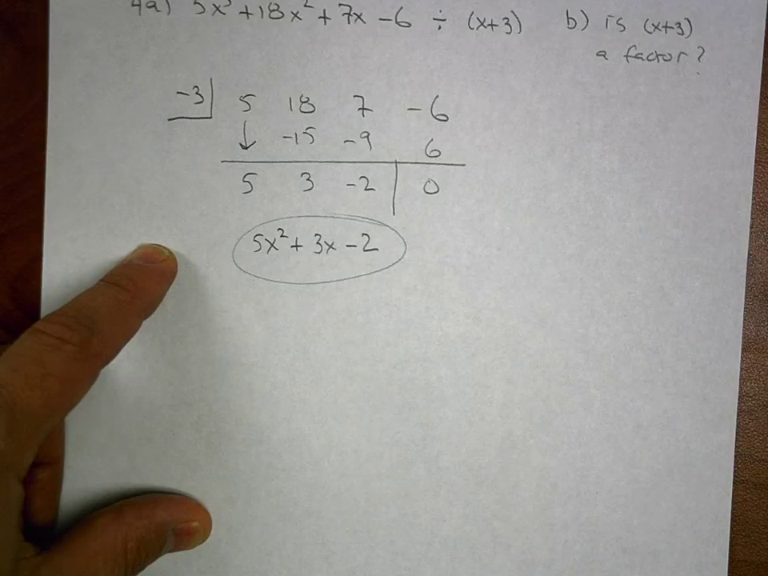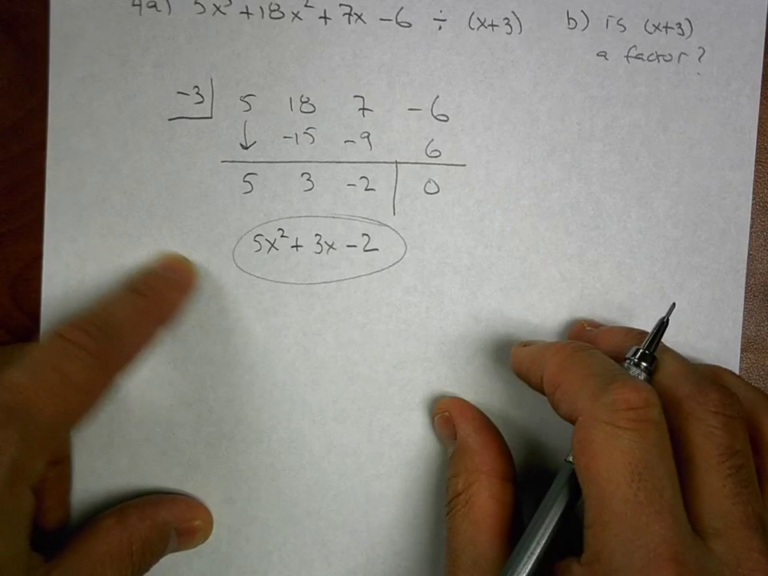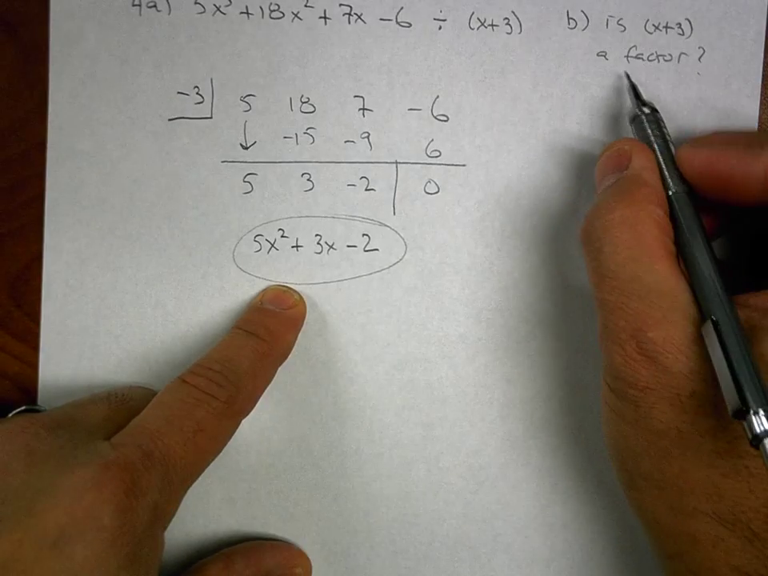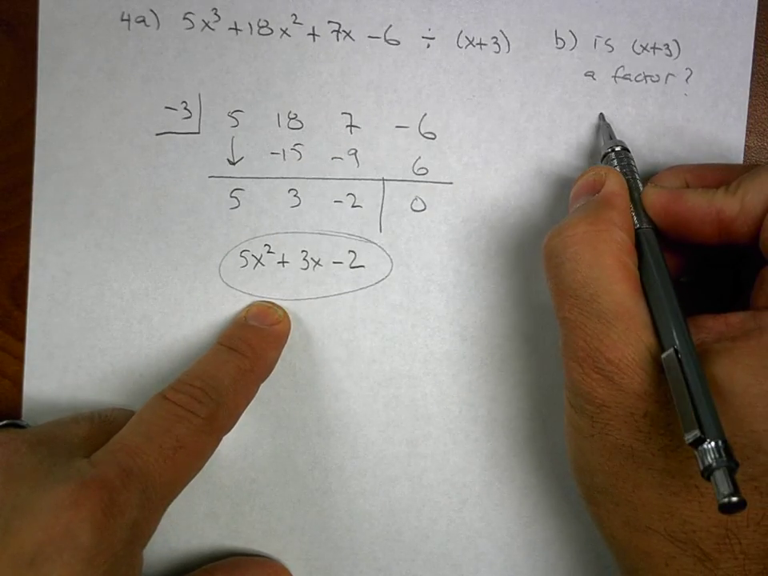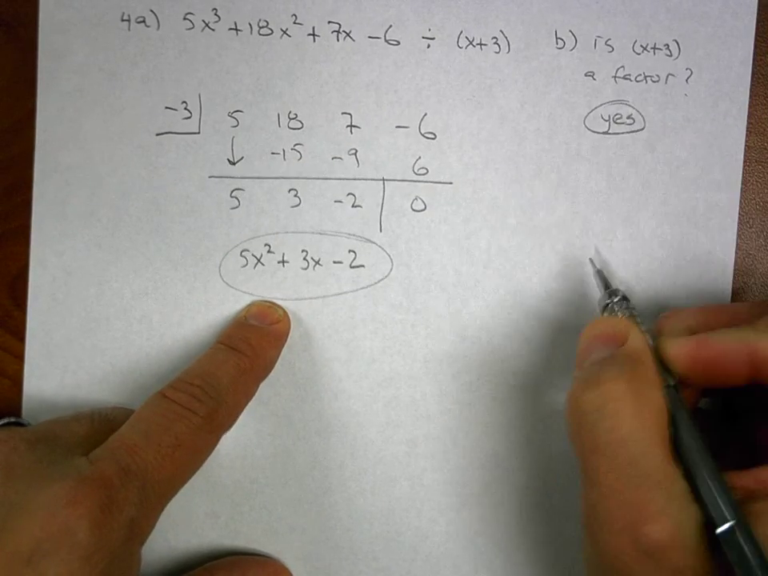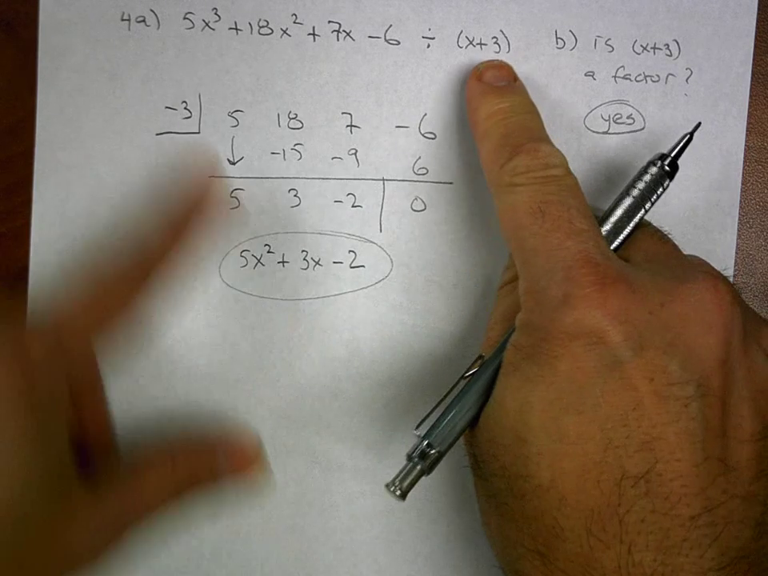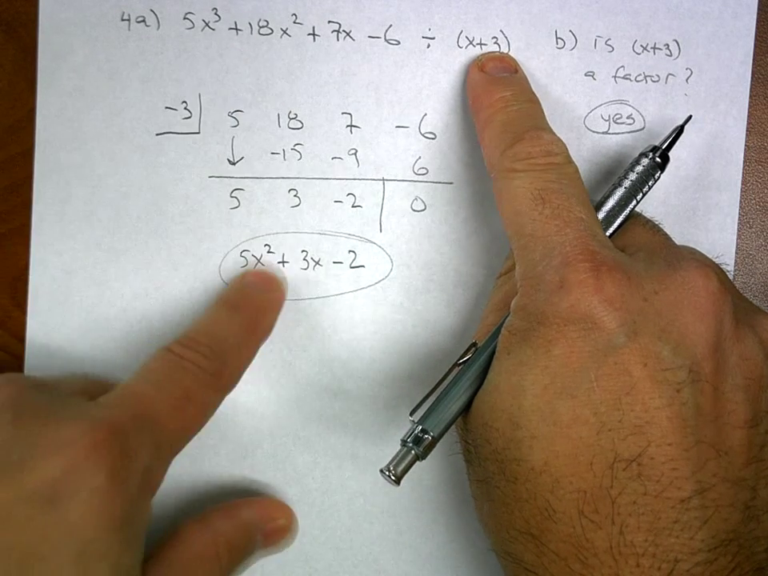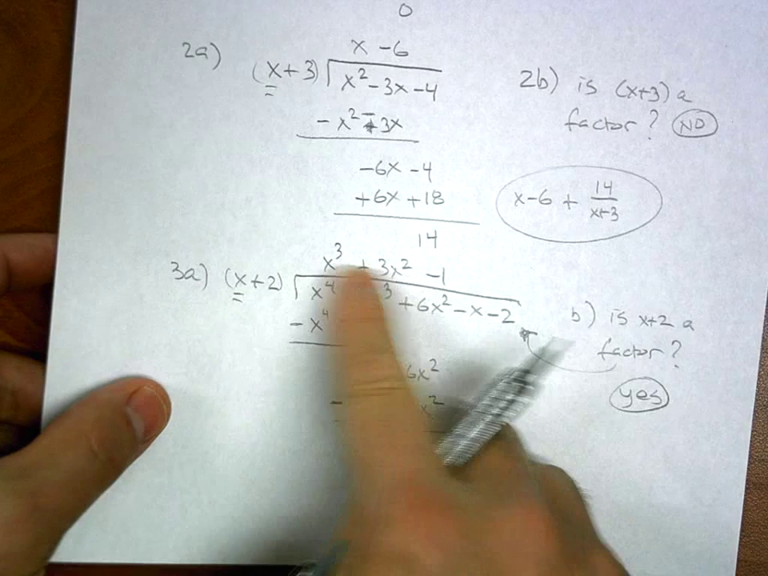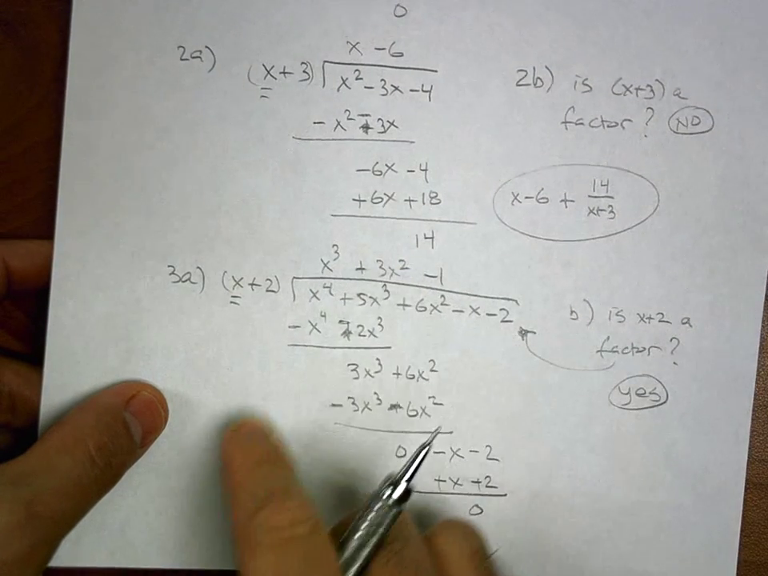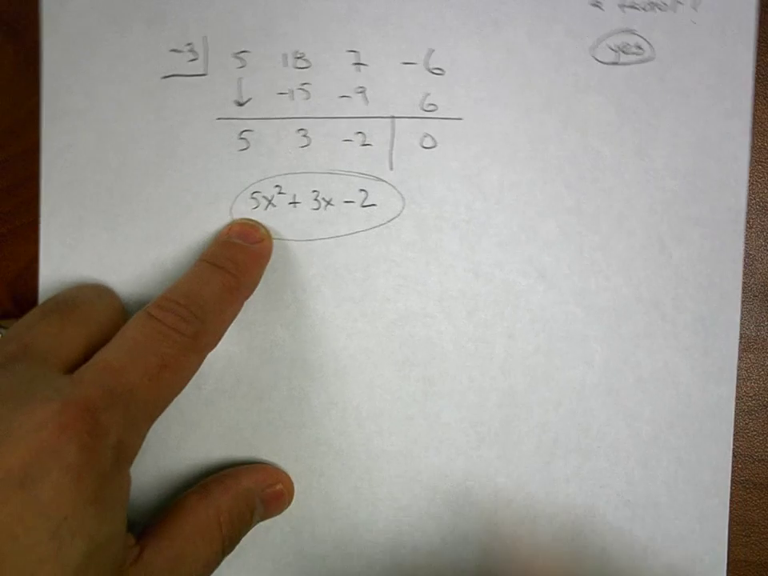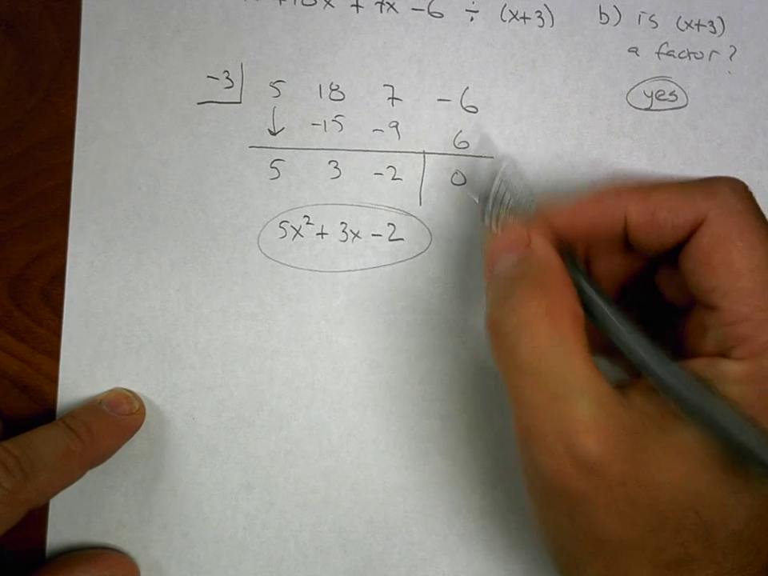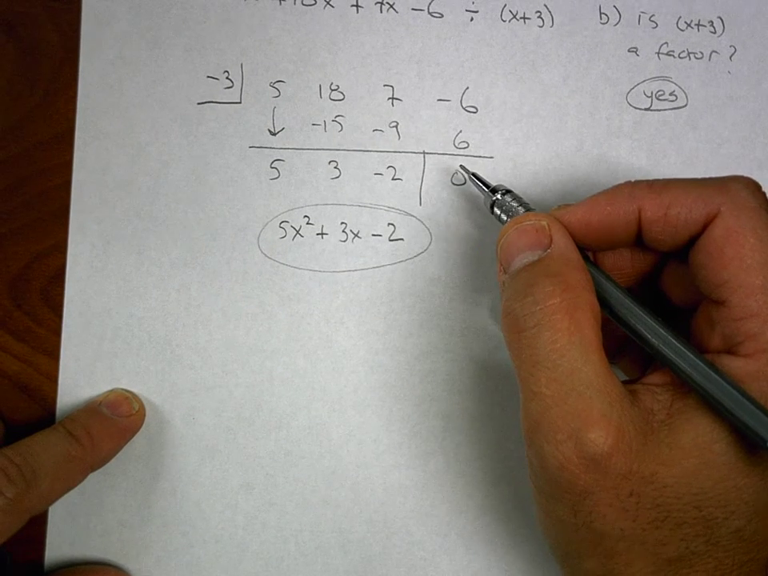Easy process, right? Kind of, sort of, a little different. So let's answer this. Is that a factor? Yes, because there's no remainder. If you did long division with this, this would be your answer up top, right? Okay, questions on that? Okay, let's look at another one.